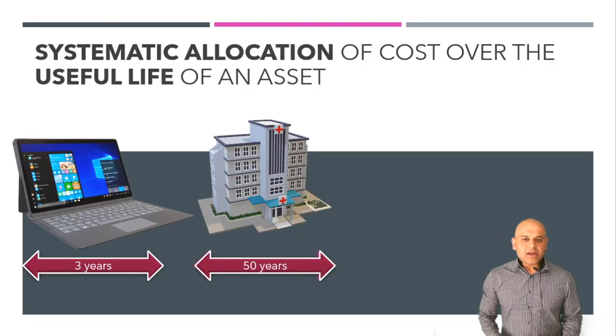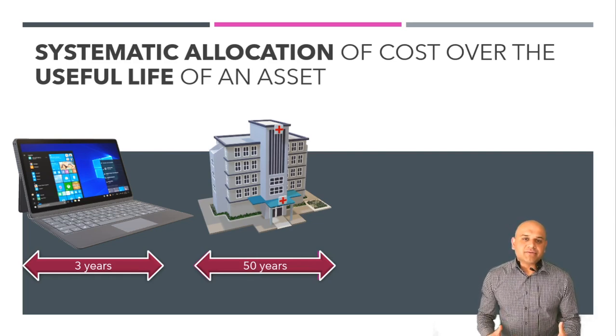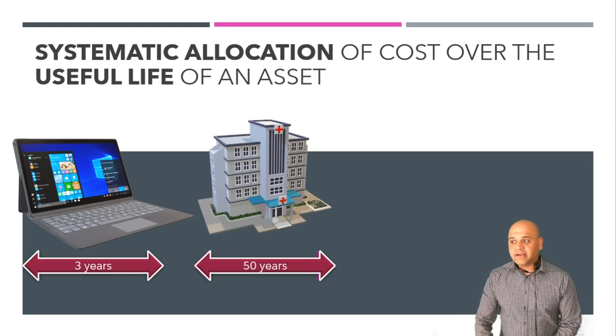So now let's understand what we mean by systematic allocation of the cost of the asset over its useful life. So the assets we mentioned a few seconds ago have a fixed useful life. For example, a PC may have a life of 3 years. After 3 years, it will become redundant and you'll have to replace it. Or a building, okay, it may have a life of 50 years. After that, it will need to be demolished and a new building will need to be built on that site. So for a business, the economic benefit would continue to flow from the asset, but that will happen for a fixed period of time.